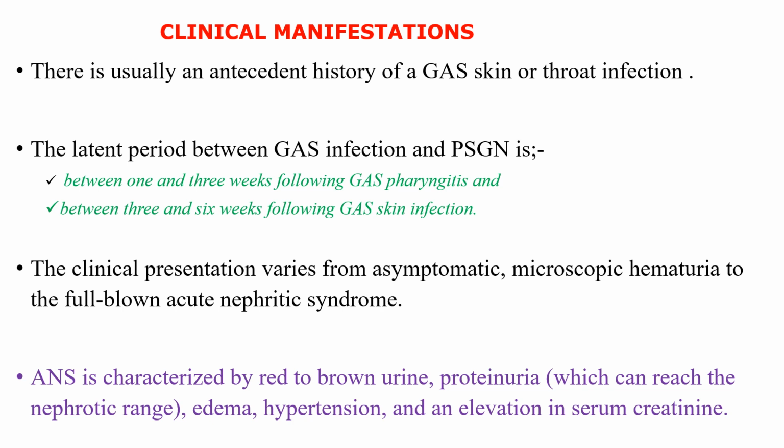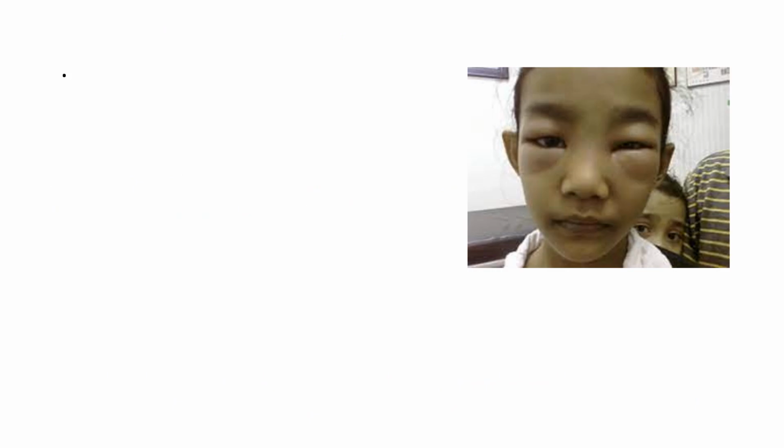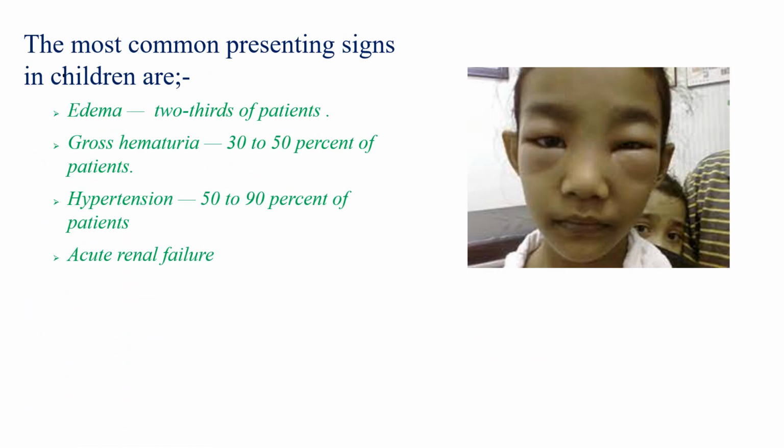Acute nephritic syndrome is characterized by red to brown urine, proteinuria, which is most of the time subnephrotic but can reach the nephrotic range in 5%, edema, hypertension, and elevation in serum creatinine. The most common presenting signs in children are edema, present in 2/3 of patients, gross hematuria in 30 to 50%, and hypertension in 50 to 90% of patients, and 10% will have hypertensive encephalopathy. Acute renal failure is also common.